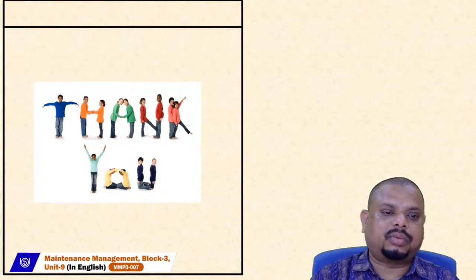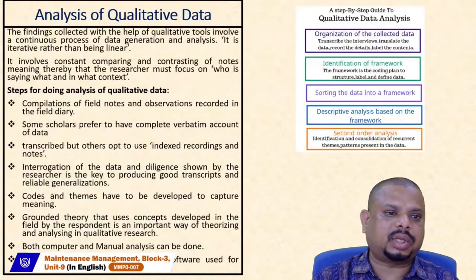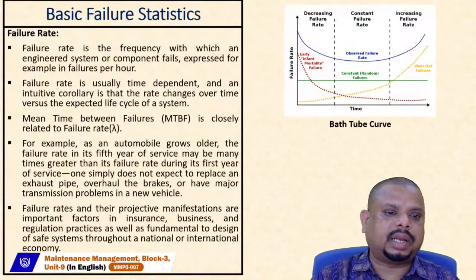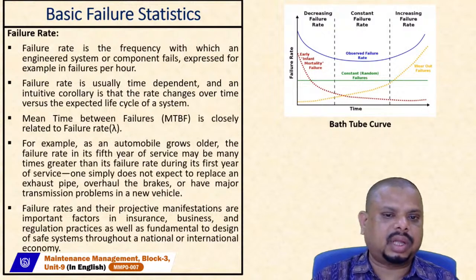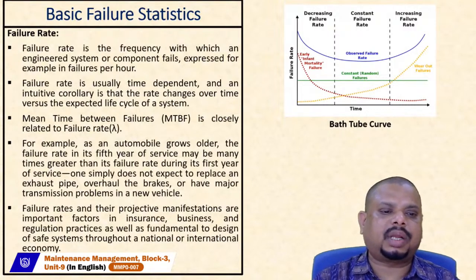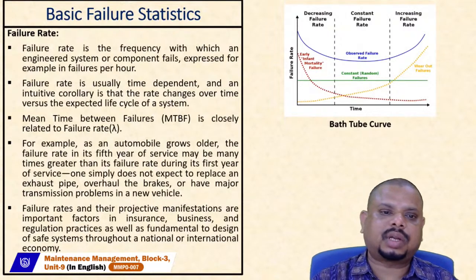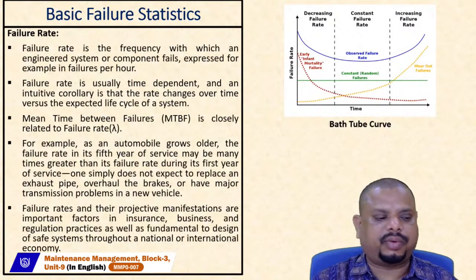So thank you. Let's overview this particular section. In this session, we discussed the fundamental aspects of failure rate, how failure rate affects the increase in production, and how failure rate is closely related to the mean time between failures. With the help of the bathtub curve, we understood failure rate versus time with respect to 3 parameters: infant mortality failures, constant random failures, and wear out failures.